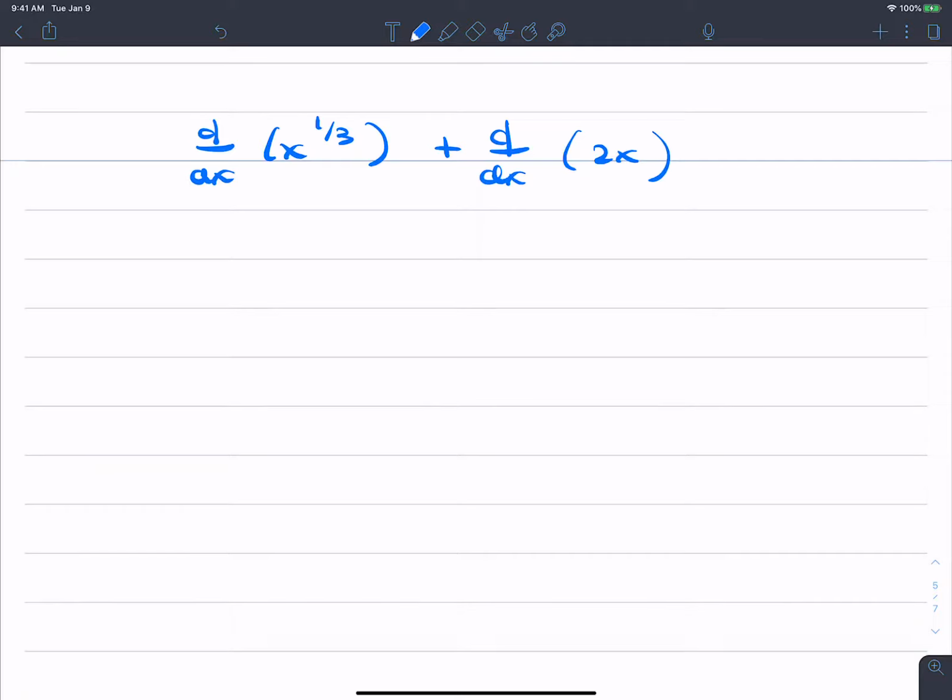All right. What do you do here? Well, I can say here we're going to use, for the first one, power rule. For the second one, you know, we can do a little more. Pull out the constant. So for the second one, you have 2 d dx of x. And then what happens with this derivative? It's 1. So that work is done.